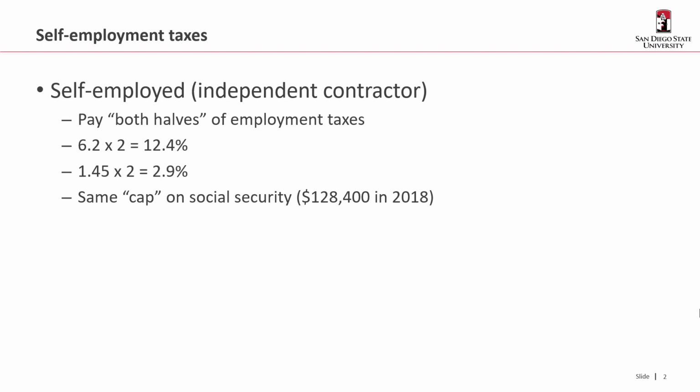Self-employment taxes are what is levied against an independent contractor. Recall a few modules ago we talked about the difference between an employee and an independent contractor. One of the differences is that the self-employed are required to pay both halves of their employment taxes. Recall that Social Security is 6.2%, times 2 for both halves, or 12.4%. Medicare is 1.45% times 2 for both halves, 2.9%. And the self-employed have the same cap on wages, or in this case income, for Social Security, which is $128,400 in 2018.